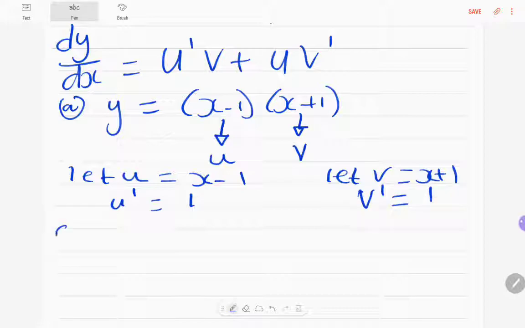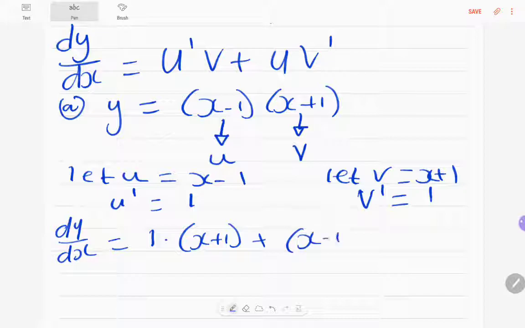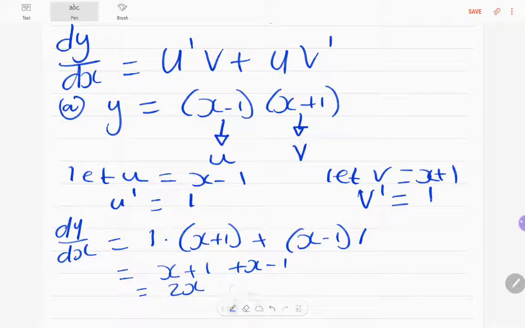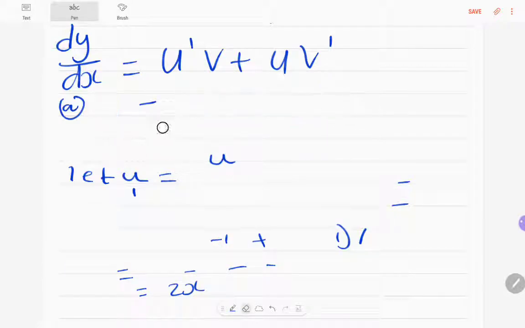Now we apply the formula dy over dx. What is our u prime? Our u prime is 1. What is our v? It's x plus 1. We add. What is our u? Our u is x minus 1. What is our v prime? It is 1. Then the final answer, we have x plus 1 plus x minus 1. x plus x is 2x. 1 minus 1 is 0. So this is our final answer.